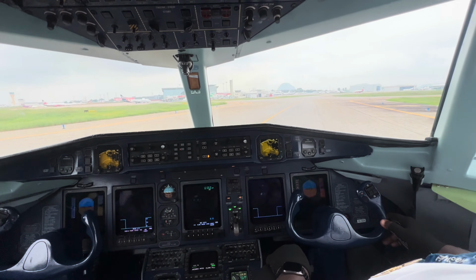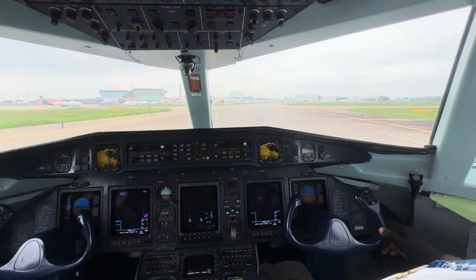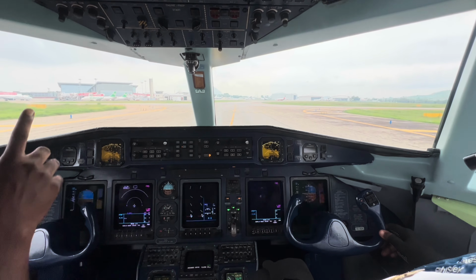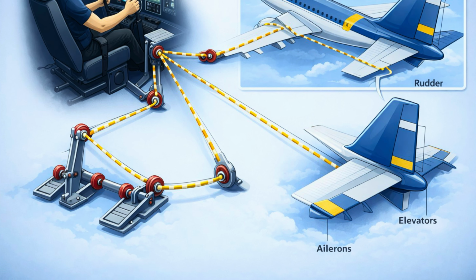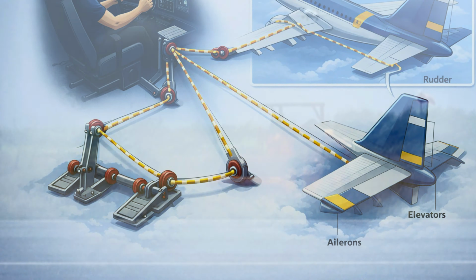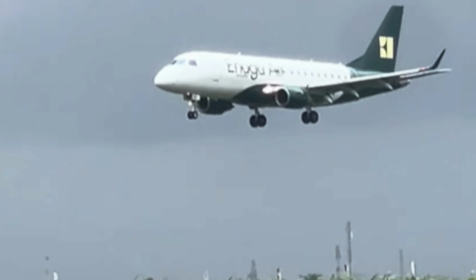In older aircraft, everything was mechanical. If the pilot pulled back on the yoke, cables physically pulled on control surfaces. The aircraft reacted exactly as commanded, whether that command was safe or not.